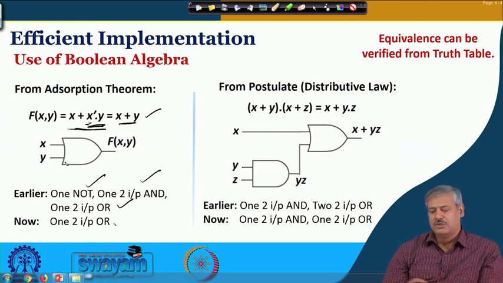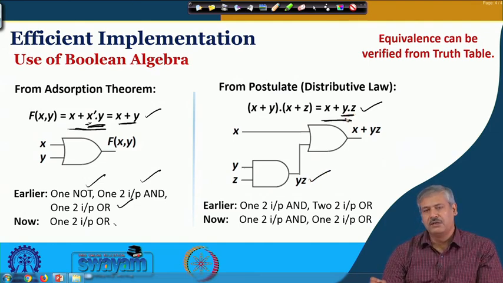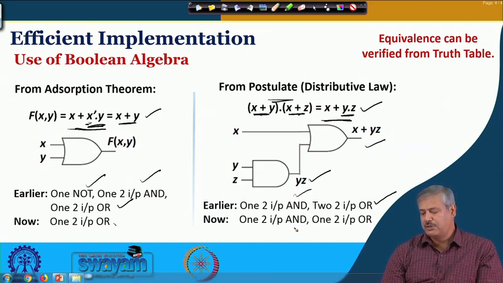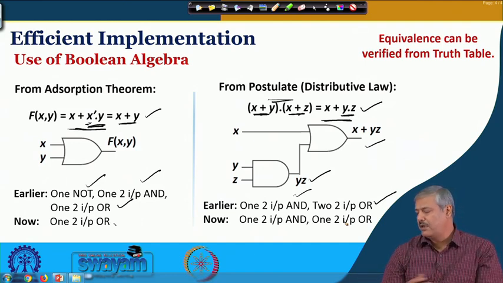And in the other example, x plus y ANDed with x plus z, from the distributive law, the basic postulate, we know that this is x plus y z. If we want to implement it, we need one 2 input AND gate over here to realize y z, and one 2 input OR gate to realize x plus y z. Earlier, for this case, it was two 2 input OR gates and one 2 input AND gate. In this case it is one 2 input AND and one 2 input OR. So, by using Boolean algebra, by simplifying the relationship, we see that the hardware requirement is reduced, and we have an associated benefit in terms of different performance metrics.